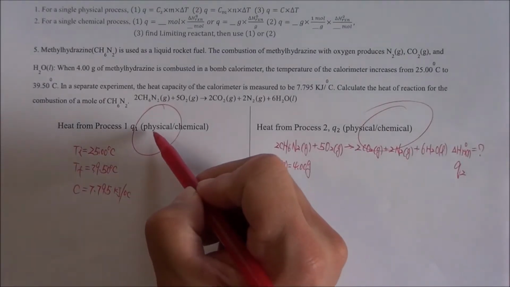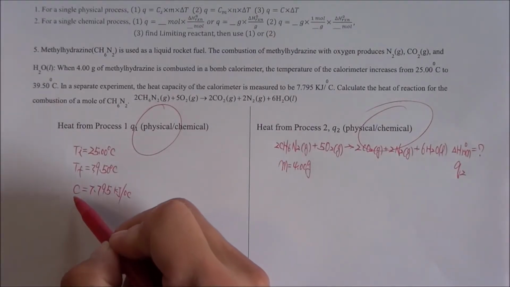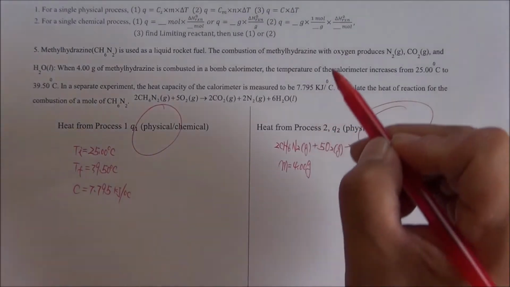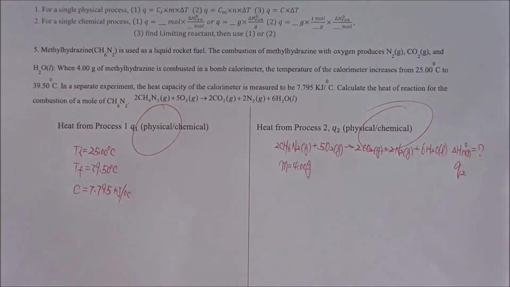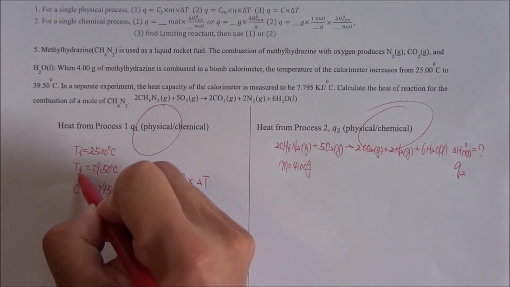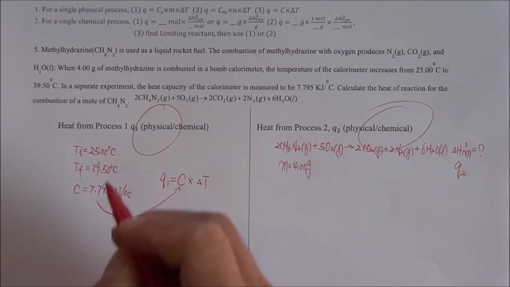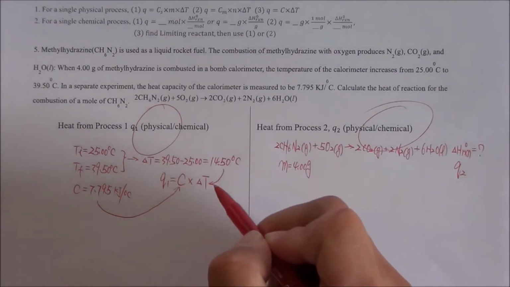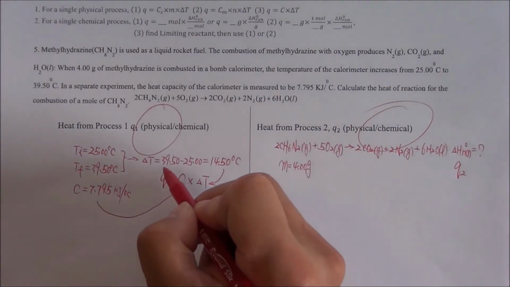Now let's start from the physical process first. We are given the heat capacity, the initial temperature, and the final temperature. Since we only have 3 equations to calculate the heat of a physical process, it seems the third equation will be our best choice. We already know the value of the heat capacity. We don't know delta T, but we know the initial temperature and the final temperature, so we can calculate delta T. If we know the values of the heat capacity and delta T, we can calculate Q1.